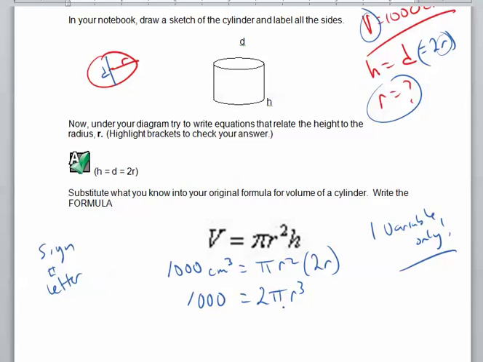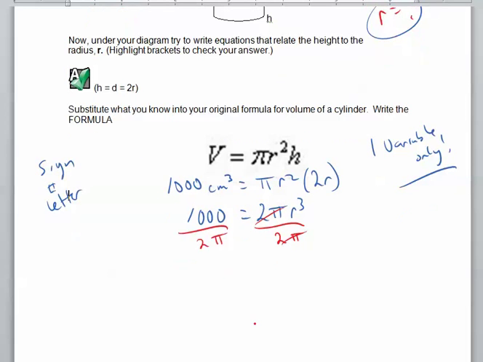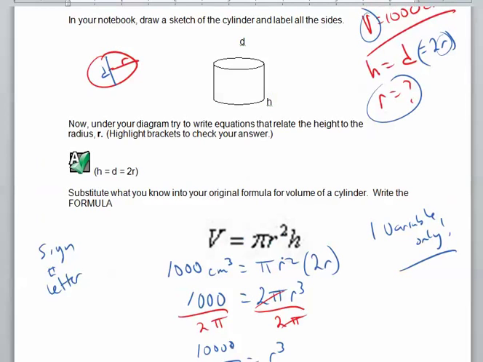I need to do the opposite to both sides. So I say, what's by the letter? What's it doing? Do the opposite to both sides. So I'm going to use a different color to show it nice and easy. I'm going to divide this side by 2 pi, and I'm going to divide that side by 2 pi. 2 pi divided by 2 pi is gone. I could have divided both sides by 2 and then divided both sides by pi, but I'm just doing it all in one, okay? So now I'm left with 1,000 divided by 2 pi is equal to r cubed. Is that okay?